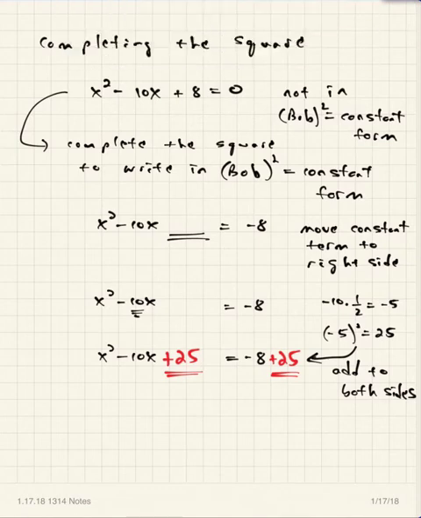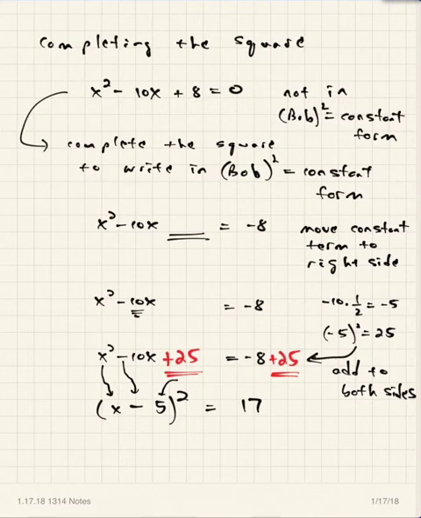Now, the left side of this equation, when you do these steps, will always factor. It always factors as the square root of the first term, the sign of the second term, and the square root of the third term. Always, always, always. That's why you're taking half the middle coefficient and squaring it: you're trying to force the left side to be a perfect square. And on the right side, -8 plus 25 is 17.